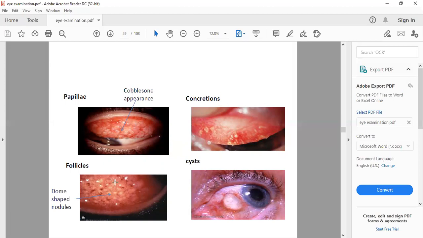follicle. So follicles will be yellowish in color, nodular, and surrounded by pale areas. So remember, these follicles are a hallmark of trachoma, and papillae are seen in allergies. So these are the two abnormalities of the conjunctiva that we commonly see. Sometimes you can see cysts and concretions also.